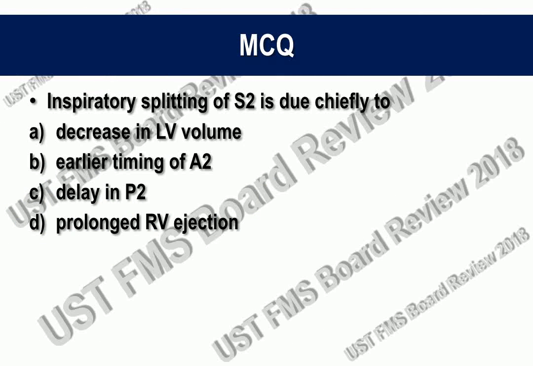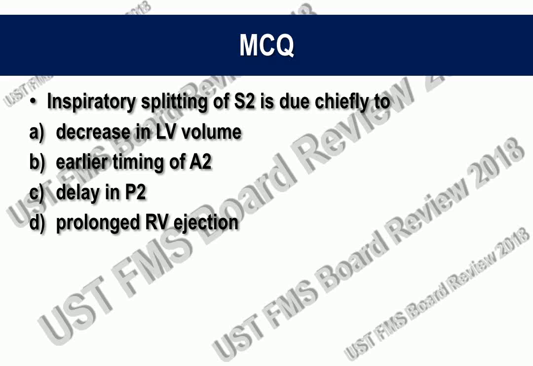Multiple choice. Inspiratory splitting of S2, your second heart sound, is due chiefly to: a decrease in LV volume, earlier timing of A2, a delay in P2, or a prolonged right ventricular ejection. So this is both related to physical examination and physiology.